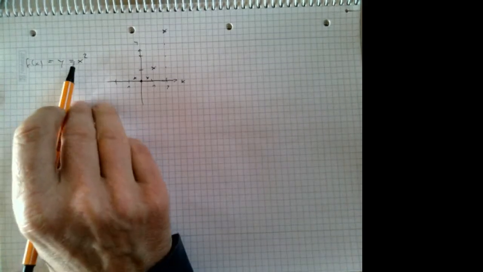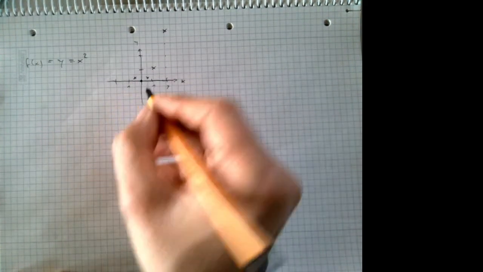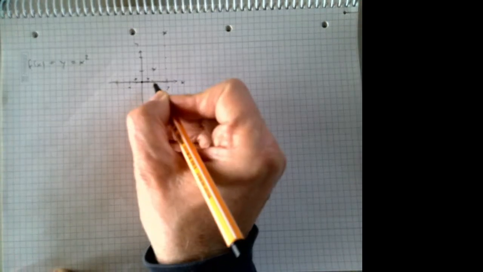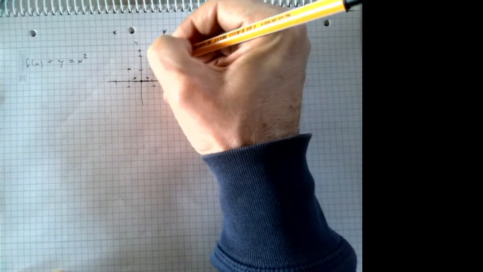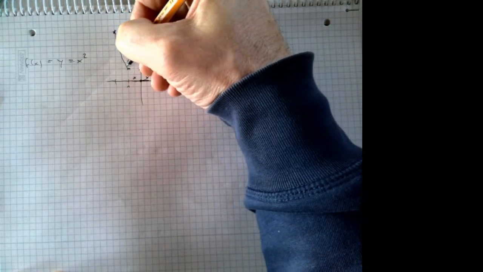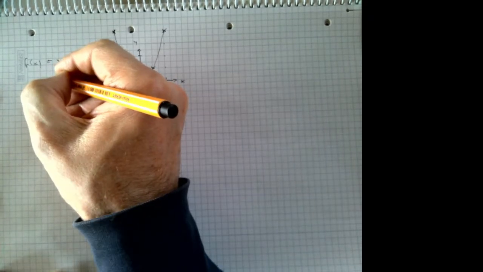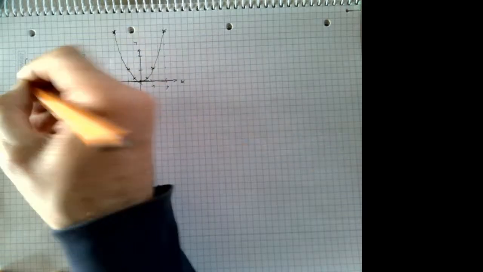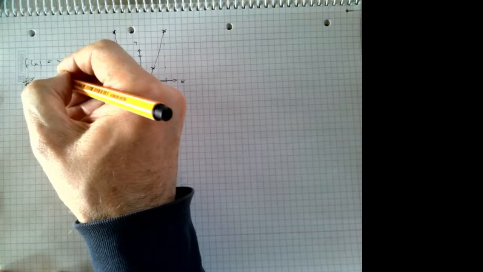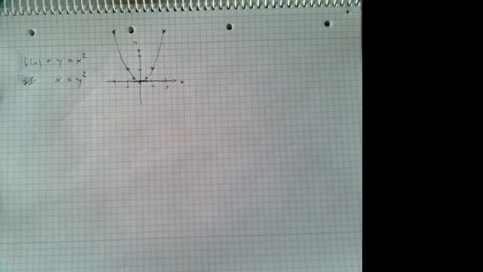What is the slope of this function at 0? 0, right? It's flat here. And it's symmetric. Okay. This is my first function, right? Now I have another function. And the other function is x is y squared.